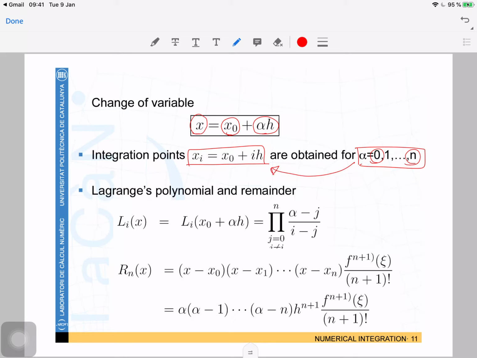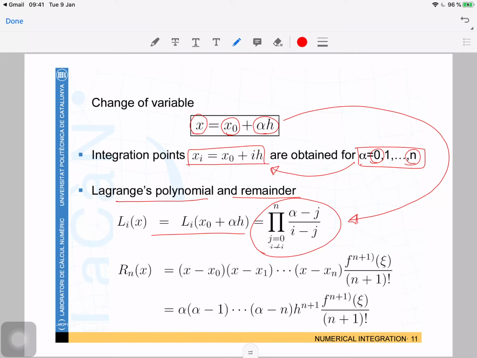So by changing this variable, the Lagrange polynomial and remainder can be written in this compact form. This change of variable leads to this compact form for the Lagrange polynomial, and also this compact form for the Lagrange remainder. Both of them are written based on alpha, and also here in the remainder we have the h, the equi-space interval h.